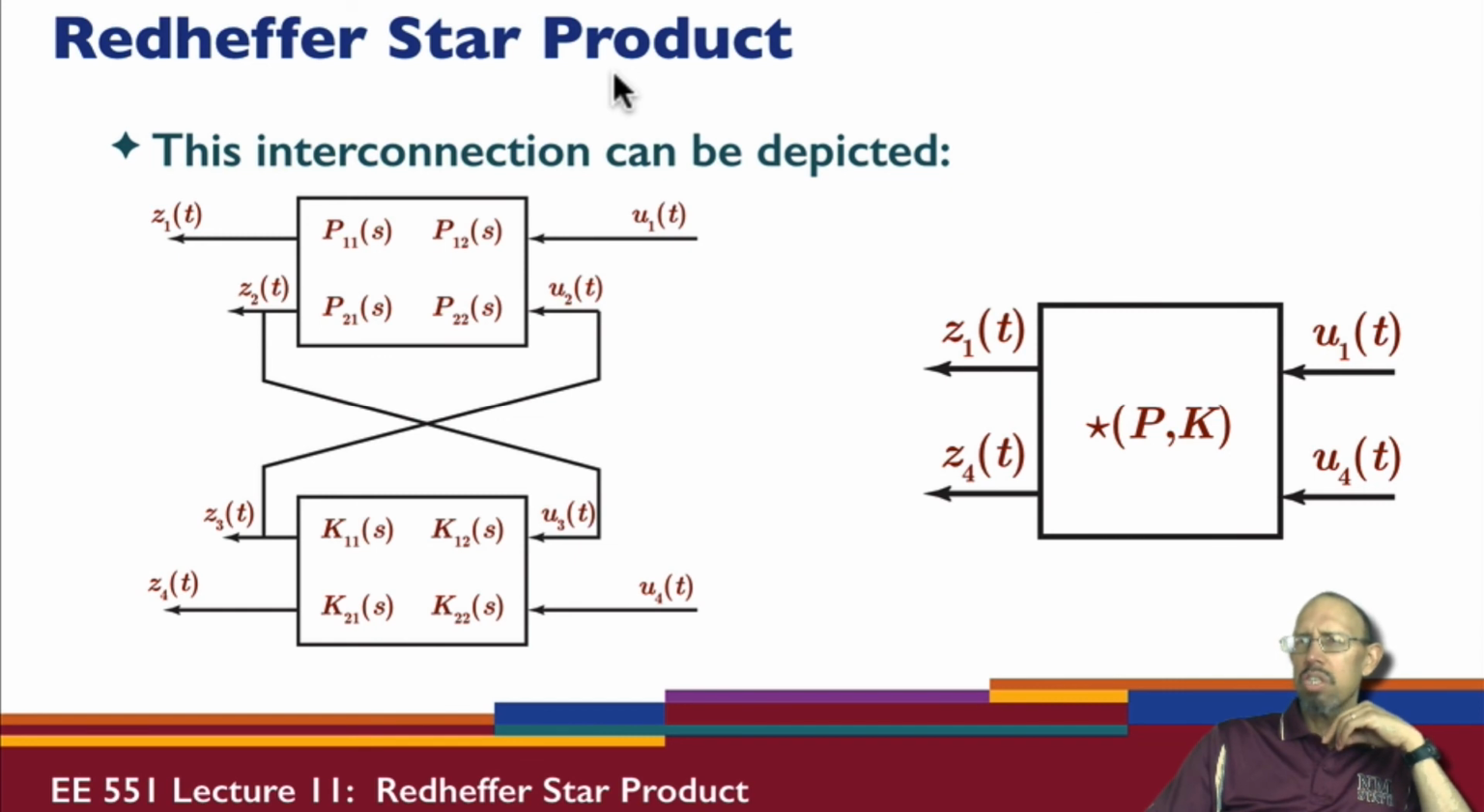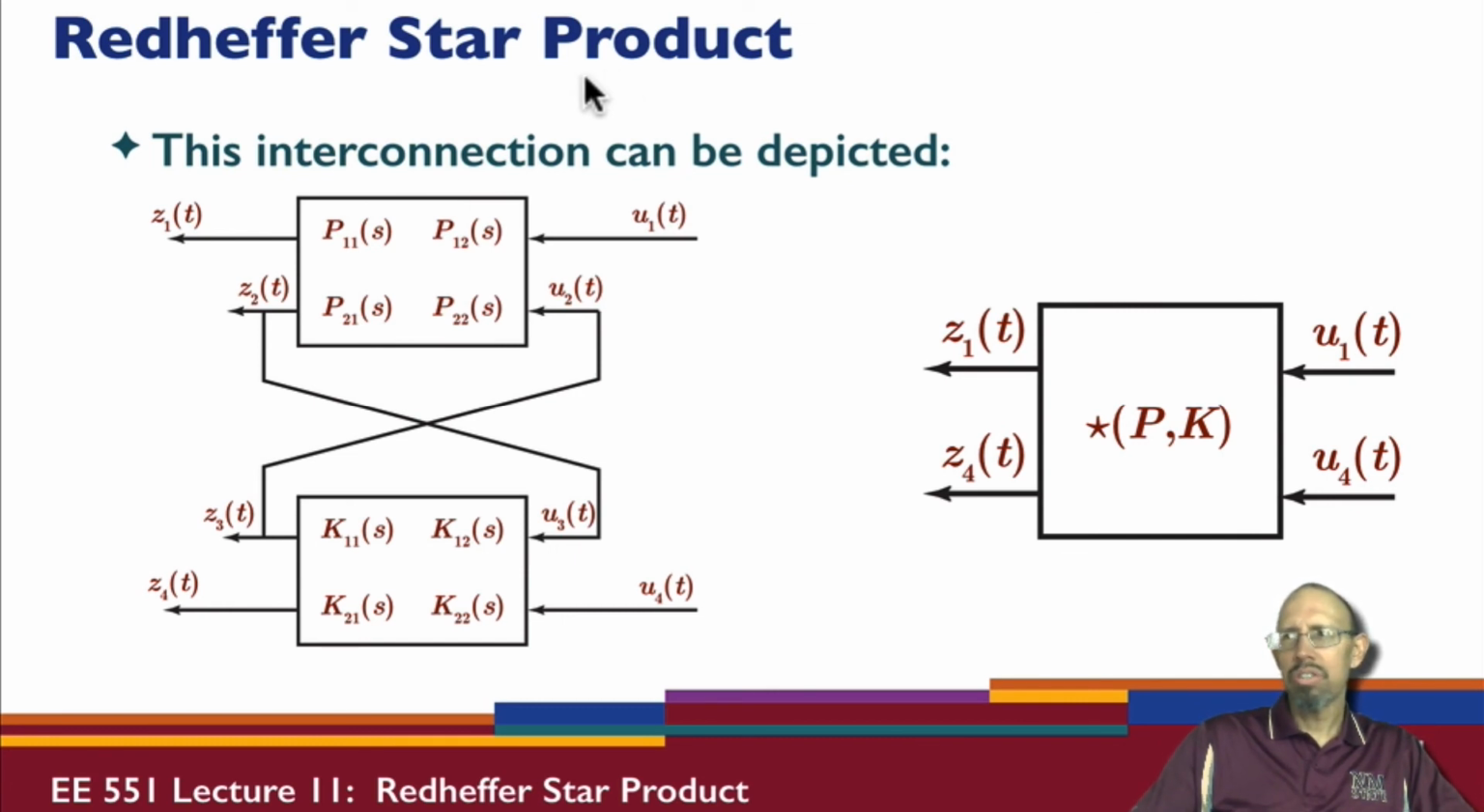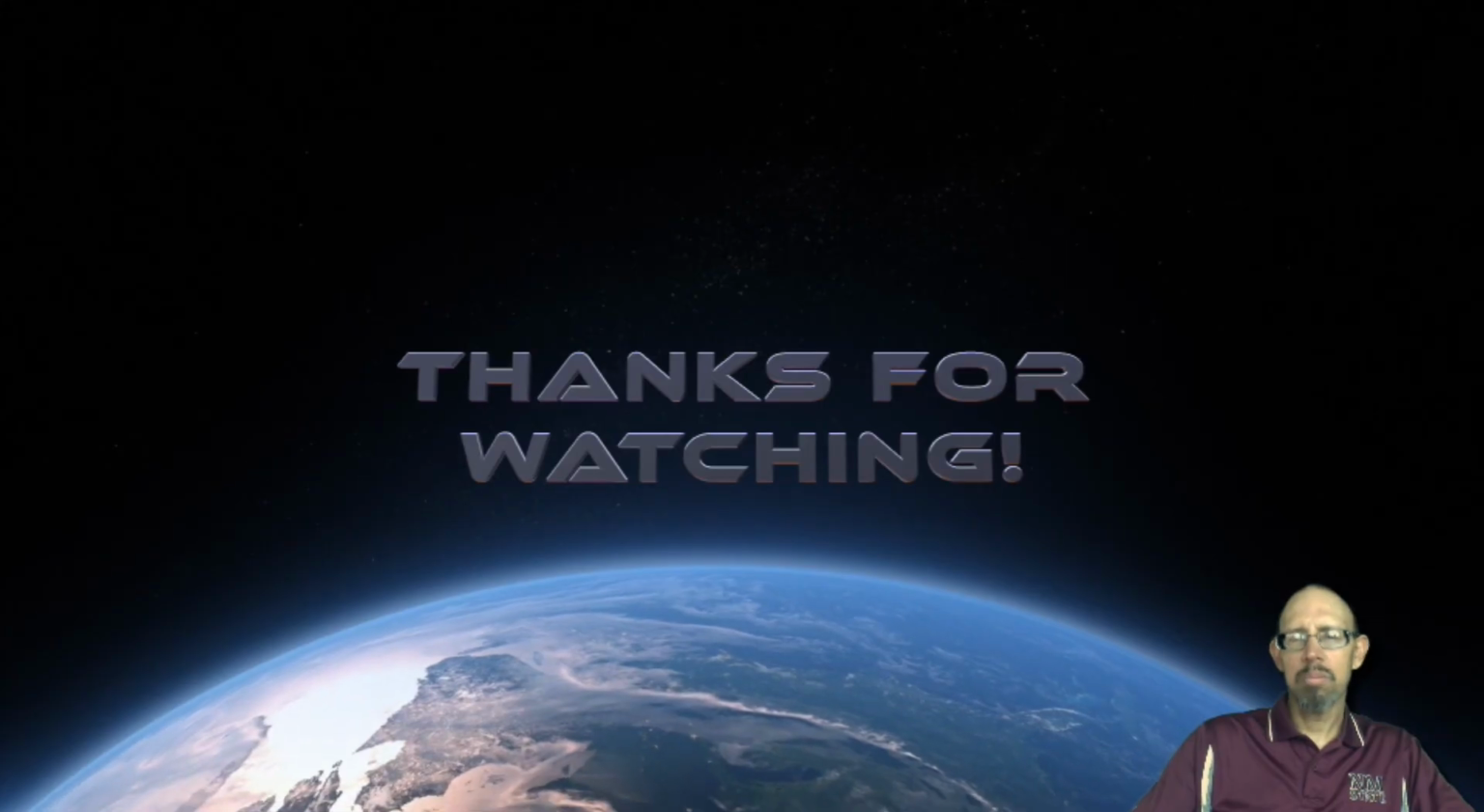We won't use it much. I just wanted to give you an example of how you can combine systems in various ways. So this is the interconnection of systems and also special operators. So the star operator, we looked at the conjugate system and also the inverse system or the pseudo-inverse system.